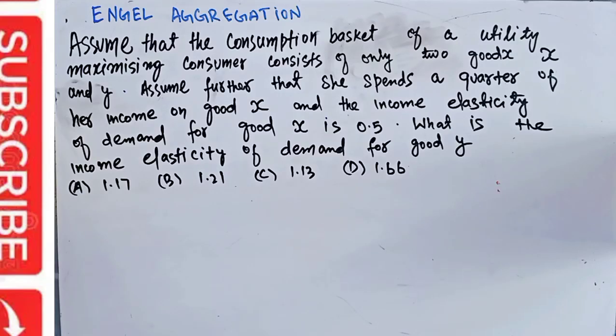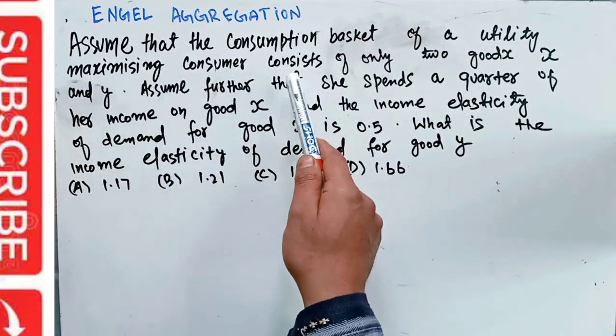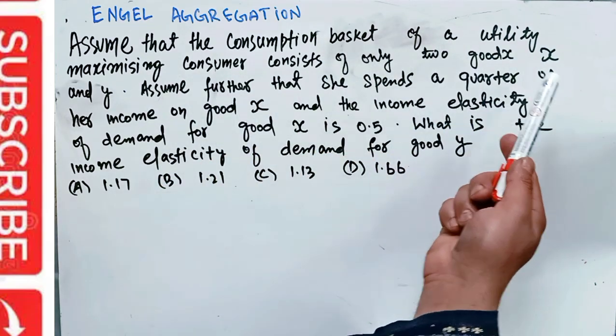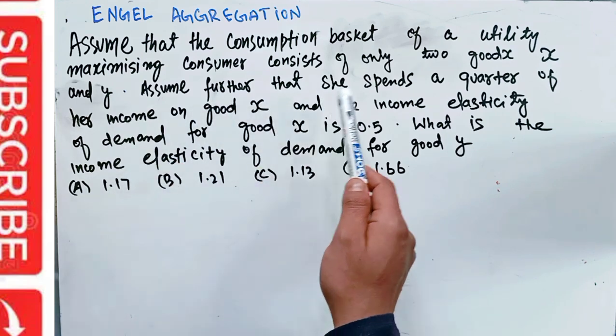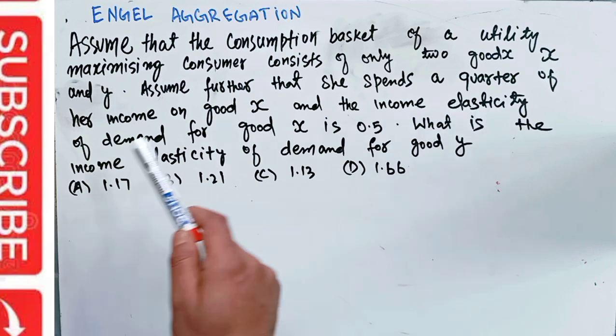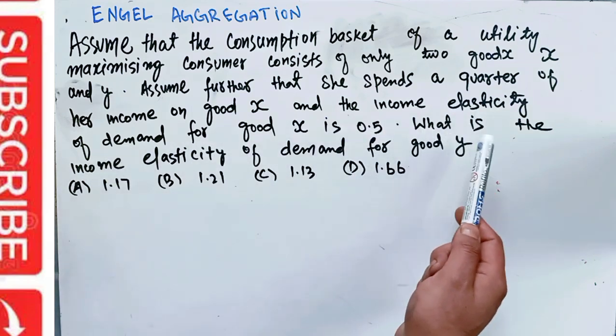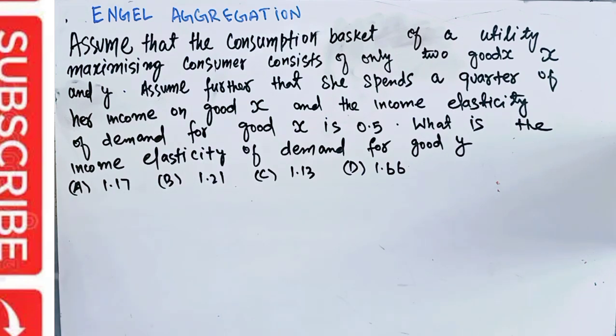In this video, we will solve a question on Engel aggregation. The question is: assume that the consumption basket of a utility maximizing consumer consists of two goods, X and Y. Assume further that she spends a quarter of her income on good X and the income elasticity of demand for good X is given as 0.5. We need to find out the income elasticity of demand for good Y.